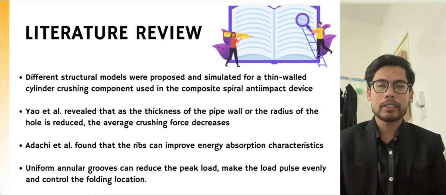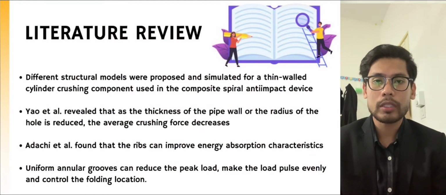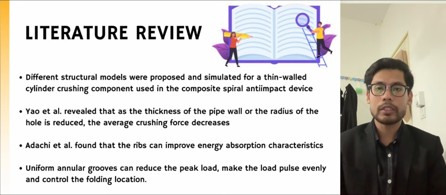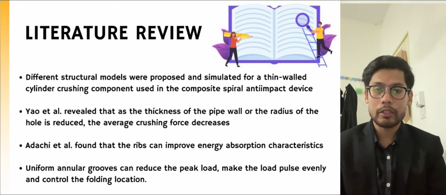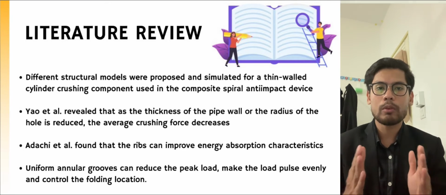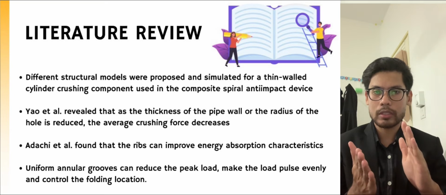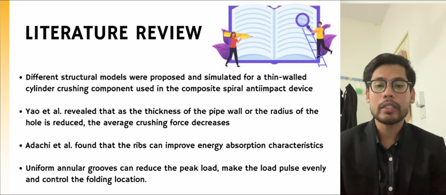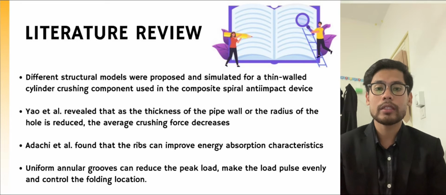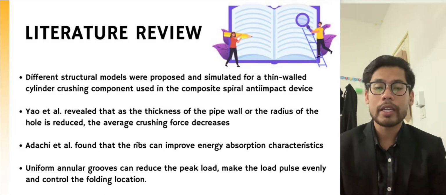Next is the literature review. Different structure models were proposed and simulated for a thin wall cylinder crushing component used in the composite spiral anti-impact device. Yao revealed that as the thickness of the pipe wall and the radius of the hole are reduced, the average crushing force decreases. Adachi found that ribs can improve the energy absorption characteristic, and uniform annular grooves can reduce the peak load, make the load pass evenly, and control the folding location.